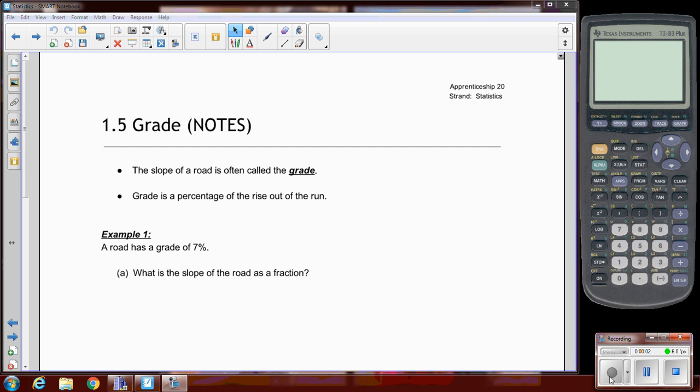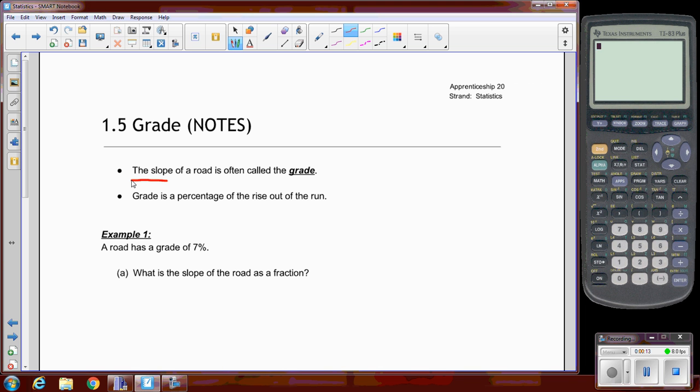We're building on our knowledge of slope now to talk about it in different types of situations. So right now we're going to look at slope as grade. You can see right here it's saying the slope of a road is often called the grade of the road. But grade is given as a percentage of the rise out of the run. So it's basically taking your slope, which is rise out of run, and converting it to a percentage, or using that percentage to understand some things about the road.